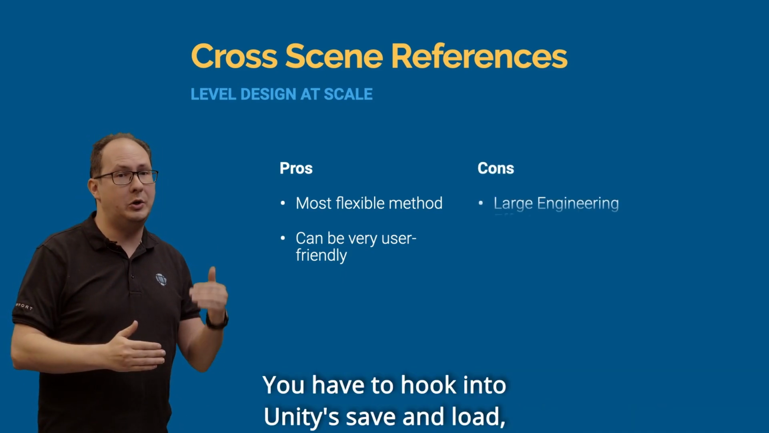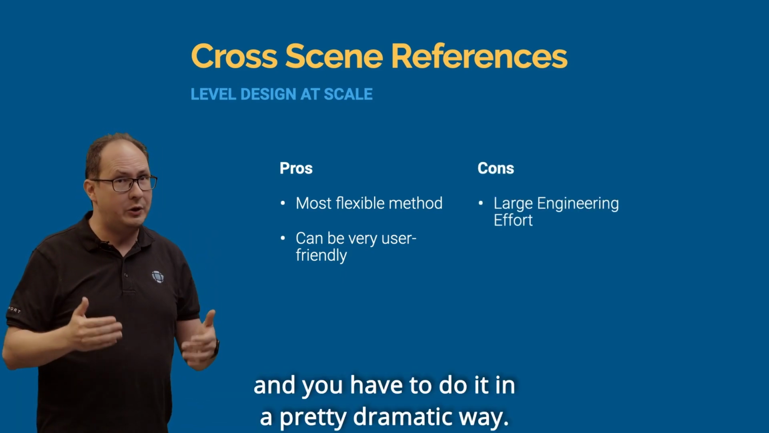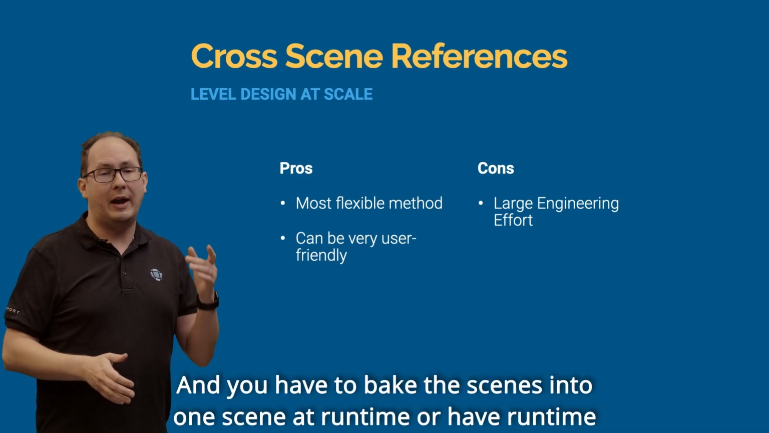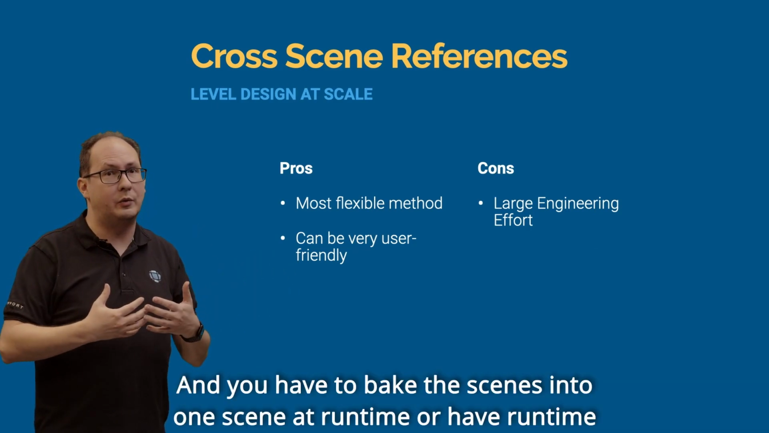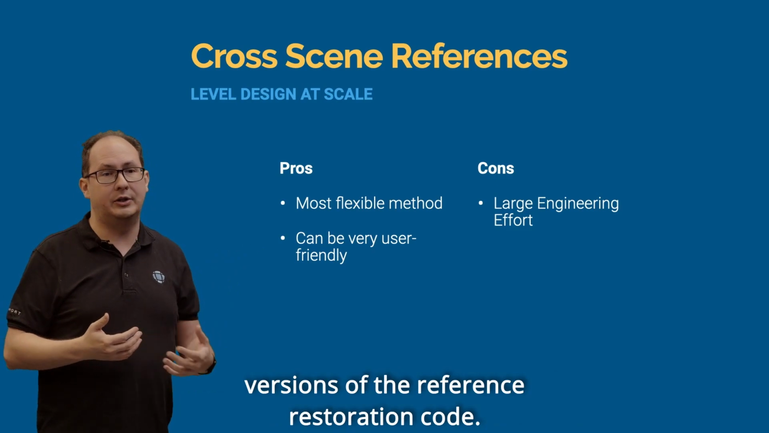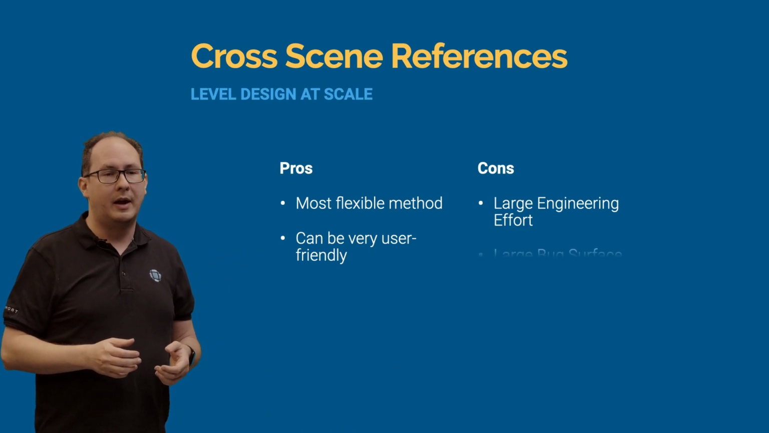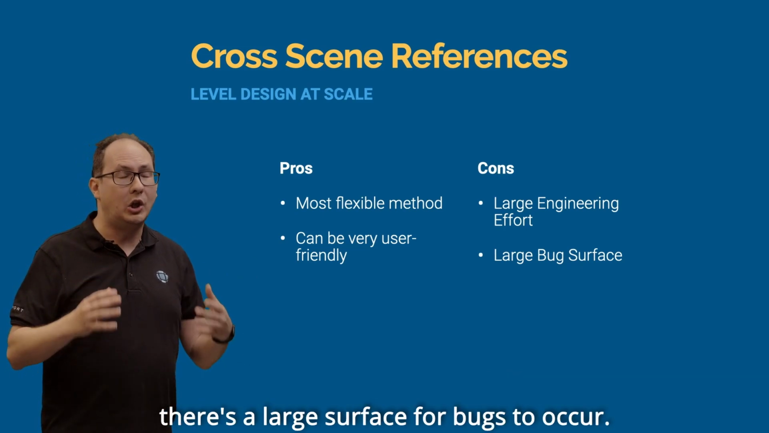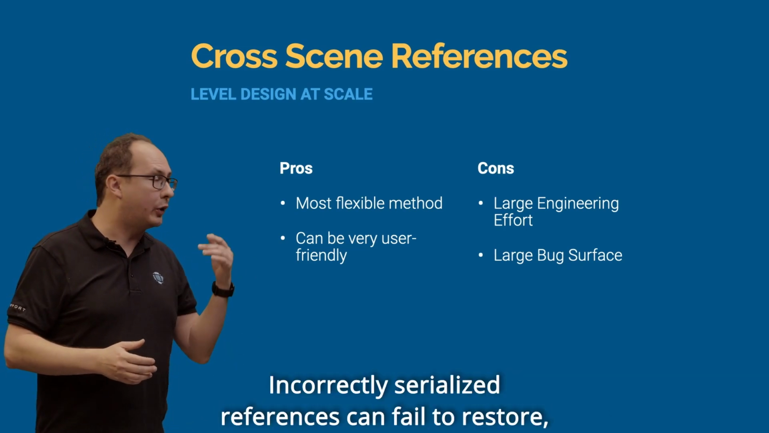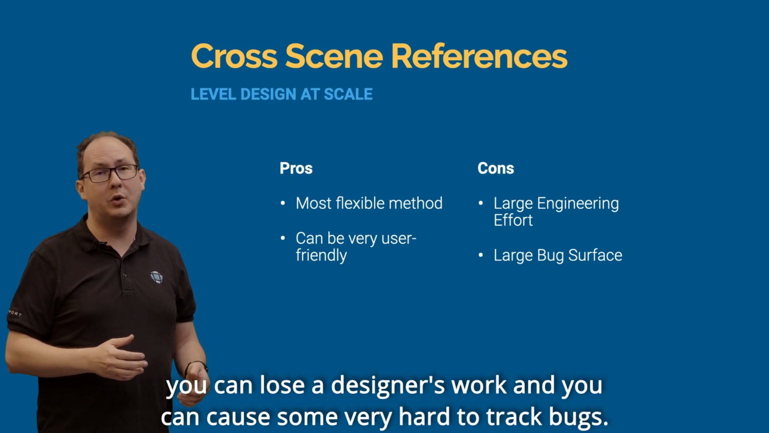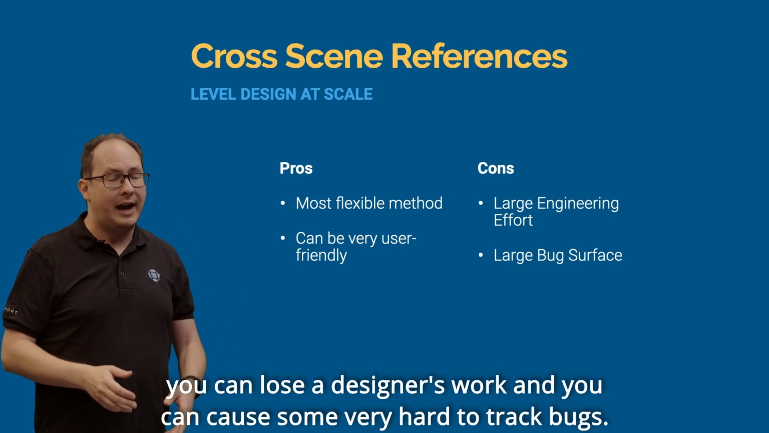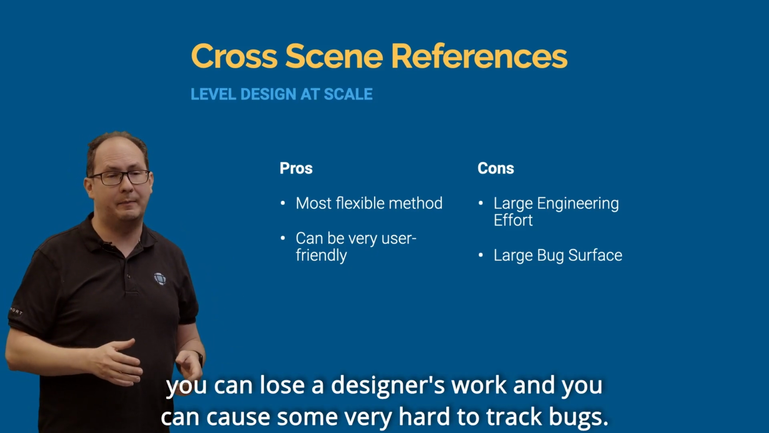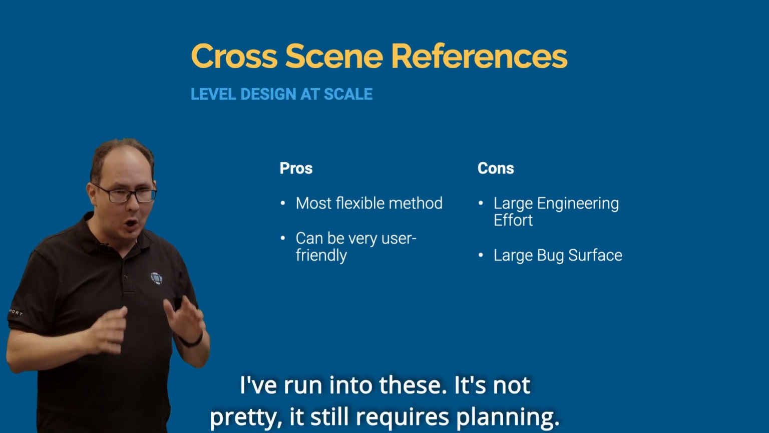You have to hook into Unity save and load, and you have to do it in a pretty dramatic way, and you have to bake the scenes into one scene at runtime, or have runtime versions of the reference restoration code. Because it's a fairly big system touching an editor and runtime, there's a large surface for bugs to occur. Incorrectly serialized references can fail to restore, you can lose designers' work, and you can cause some very hard to track bugs. I've run into these, it's not pretty.